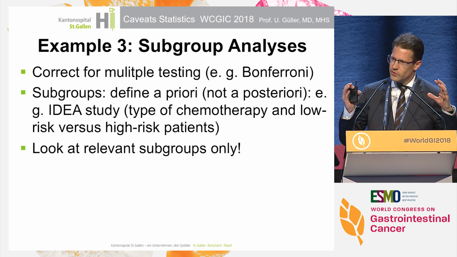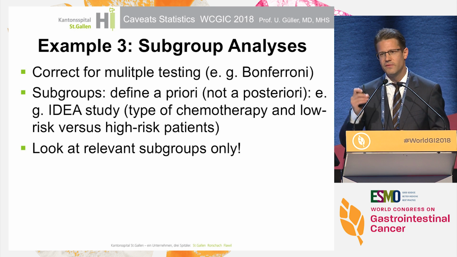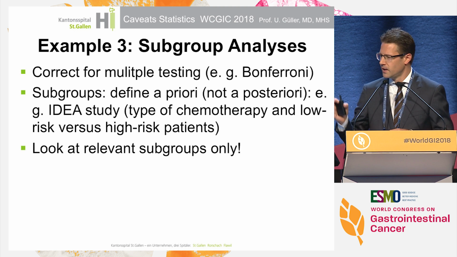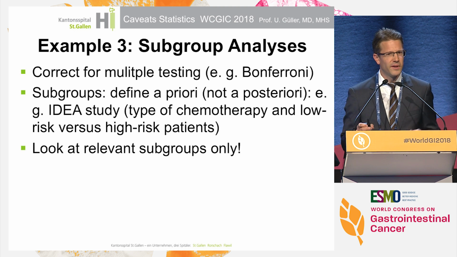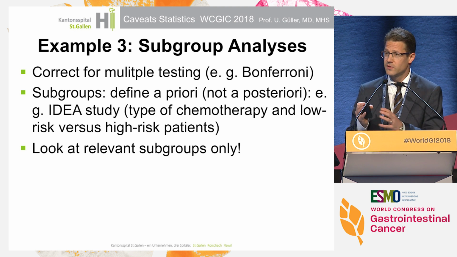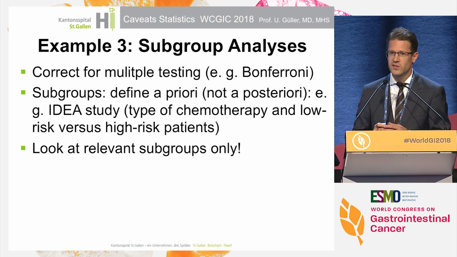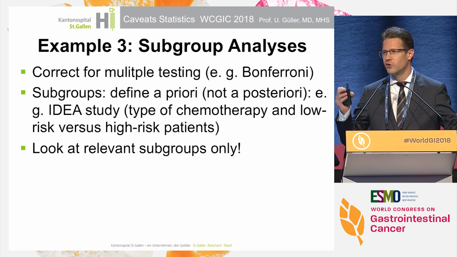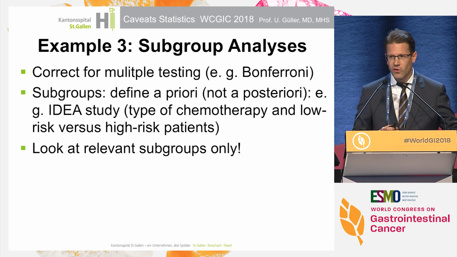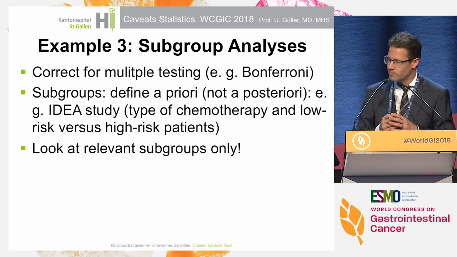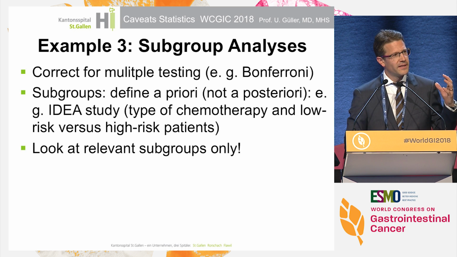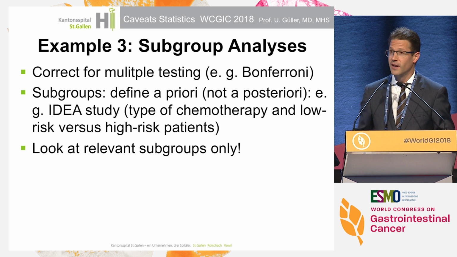If you do subgroup analysis, it's key to define them a priori. And here is a beautiful example of how this was done correctly. While the protocol was being written up, subgroup analyses were defined: low risk versus high risk patients, FOLFOX versus CAPOX. That's how it should be done. And only look at relevant subgroup analyses.